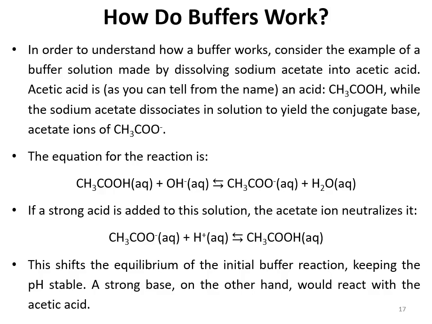If a strong acid is added to the solution, the acetate ion neutralizes it. So the acetate ions will convert into acetic acid, and if we add a base into the buffer solution, it will react and form acetate ion and water. This shifts the equilibrium of the initial buffer reaction, keeping the pH stable. A strong base, on the other hand, would react with the acetic acid, as you can see from the equation.